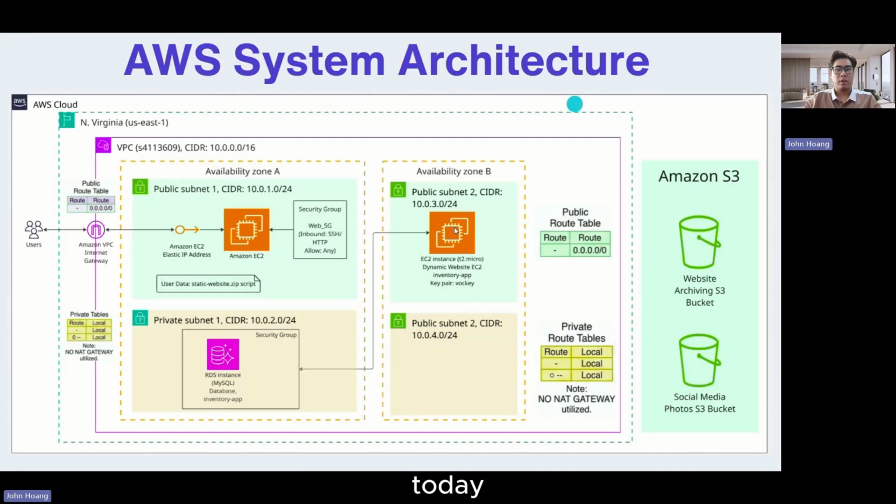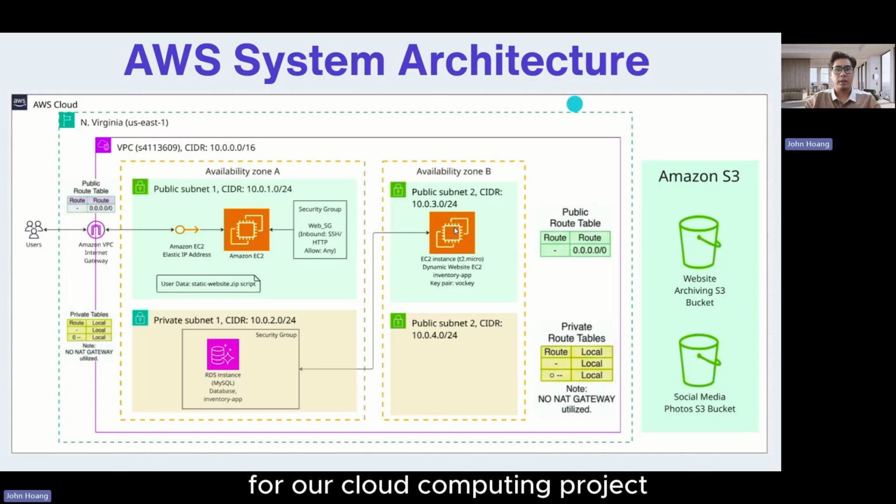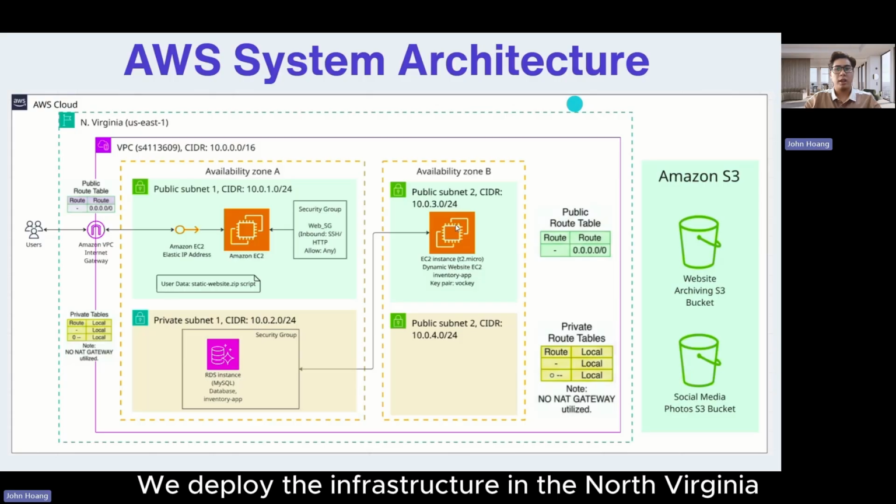Hello teachers and friends, today I'm happy to present my system architecture diagram for our cloud computing project. I will explain the main engineering steps and the overall flow of our AWS setup. We deploy the infrastructure in the North Virginia region.